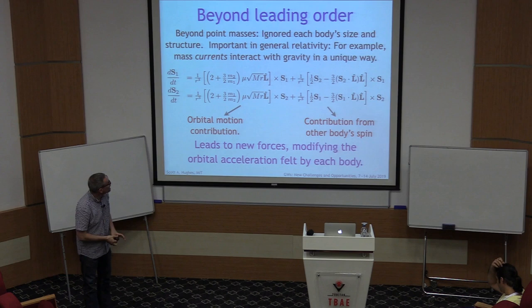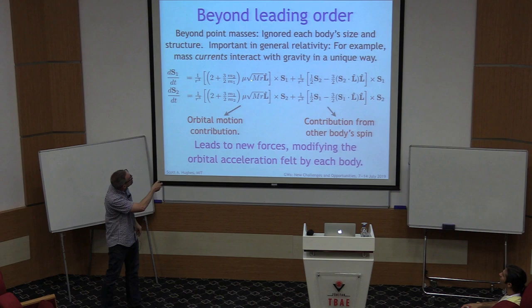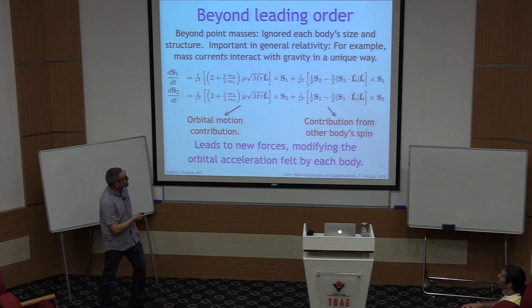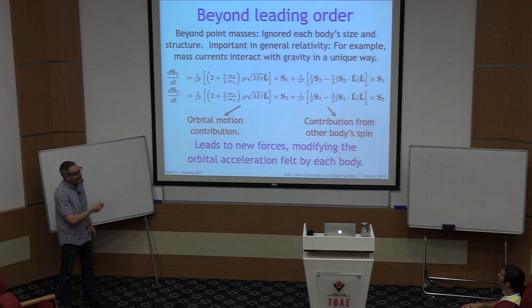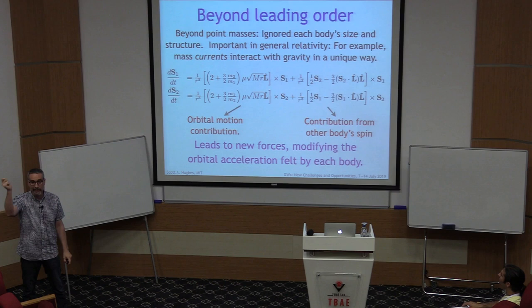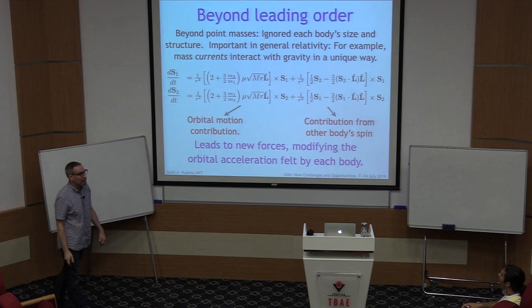What we find, so let's imagine that those currents arise from a body's angular momentum. It's a body spinning on its axis. The spin of body one precesses due to the way S1 interacts with the angular momentum of the binary, and due to its interaction with the spin angular momentum of the other body. What's kind of interesting is that this has exactly the form that one sees for the precession of a magnetic dipole sitting in an external magnetic field. You can think of this as a gravitomagnetic field that arises from the orbit of the binary, and this is a gravitomagnetic field arising from the other body's spin. This leads to new forces that modify the orbital acceleration due to each body.